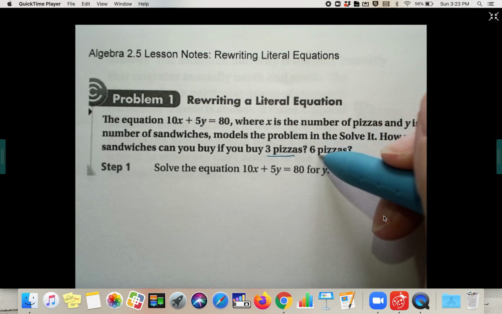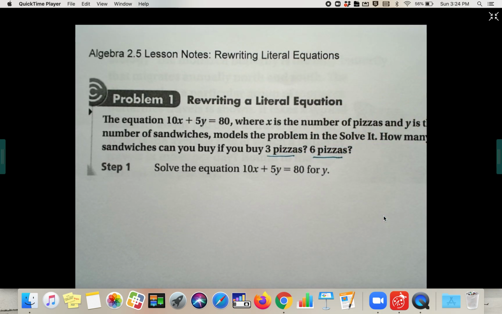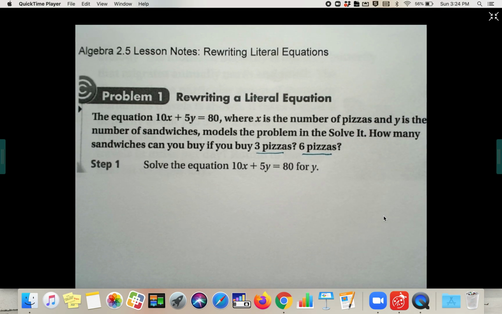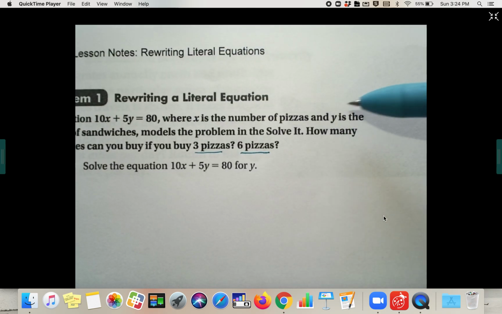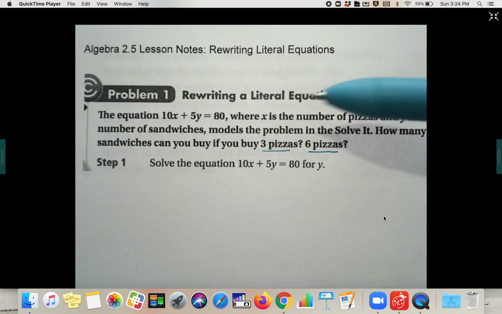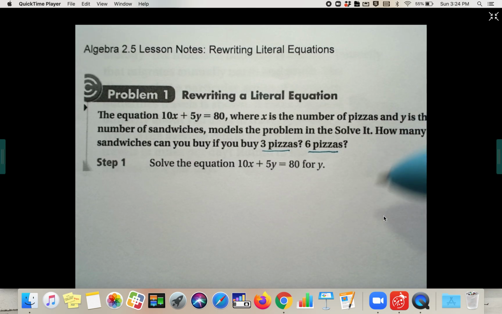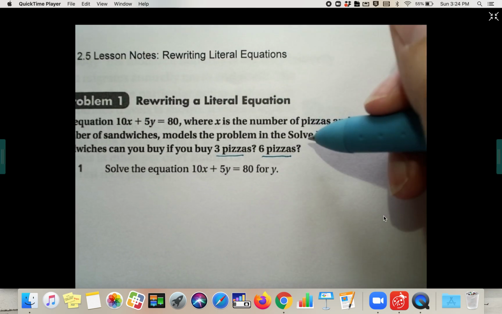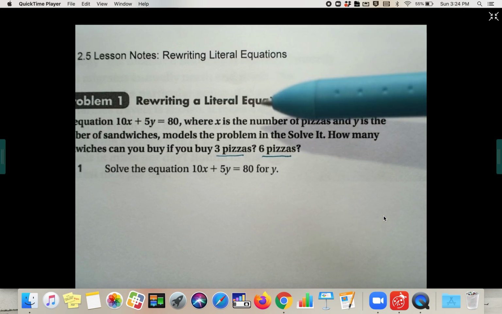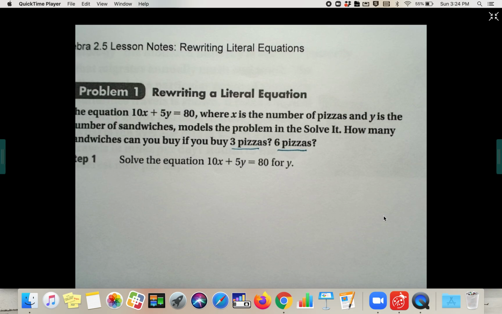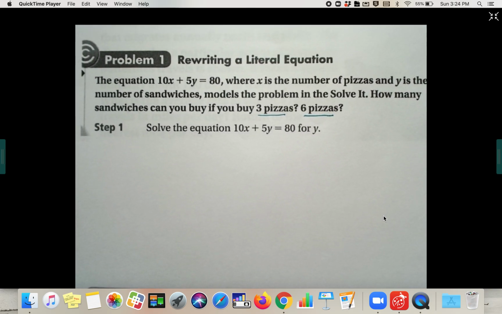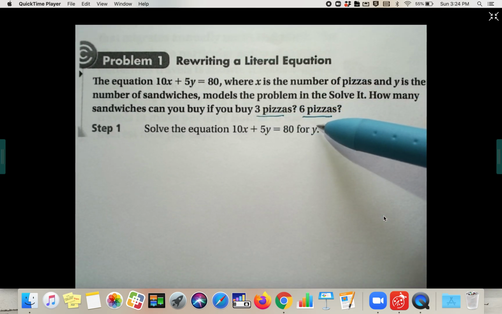Later, we will be solving it for a specific answer, but at first, before we actually solve it, we just want to rewrite it. So let's look at problem 1. It says the equation 10x plus 5y equals 80, where x is the number of pizzas and y is the number of sandwiches, models the problem in the solve it, which is the problem we're looking at. How many sandwiches can you buy if you buy 3 pizzas, if you buy 6 pizzas? These are just 2 specific answers we'll get to in a minute. But first, we need to rearrange it and get y by itself.